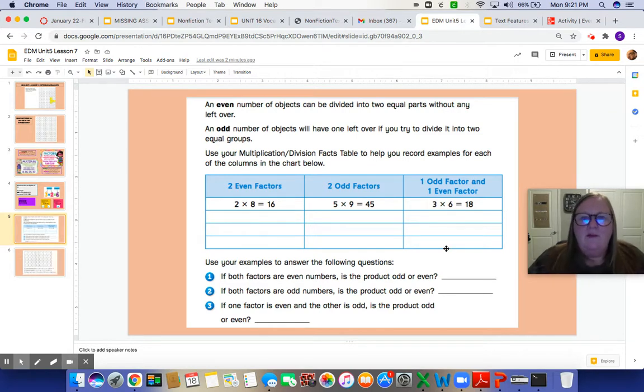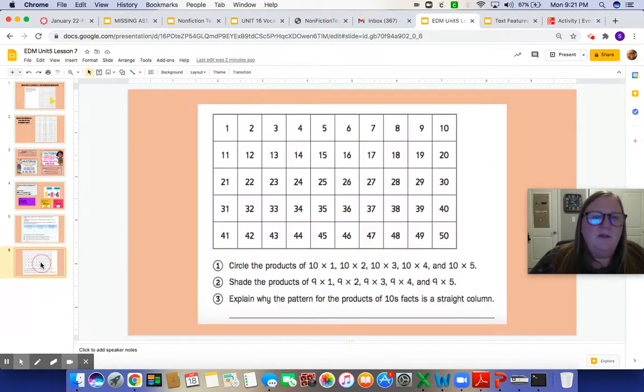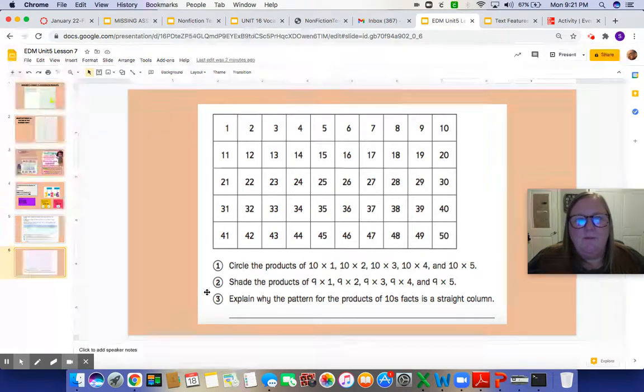And then you're going to answer a few questions about what you notice once you are done with this chart. The last thing you're going to do is this section. It'll be a little bit different. I'll ask you to list the products of 10 times 1, 10 times 2, 10 times 3, 10 times 4, 10 times 5. Remember, products are the answers to a multiplication problem. And then you're also going to tell me the products of 9 times 1 all the way through 9 times 5. And then you also answer the last question.